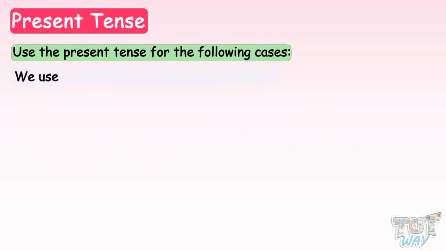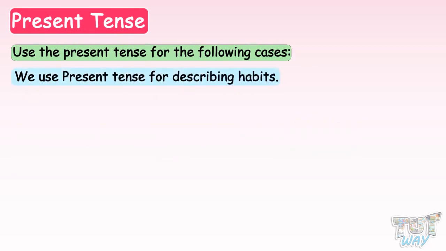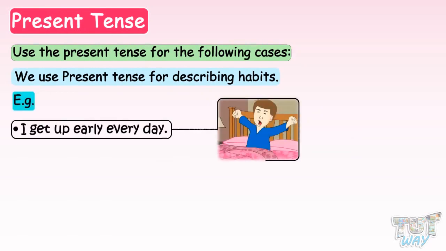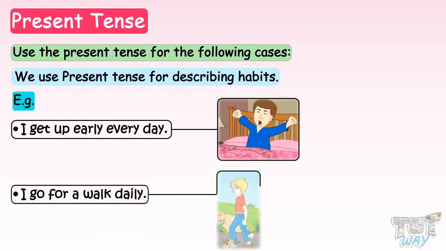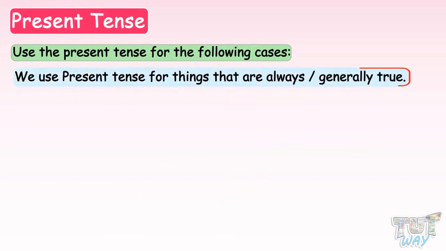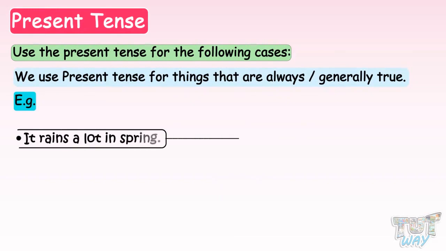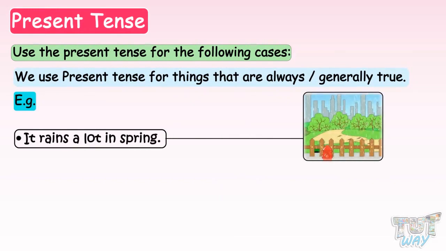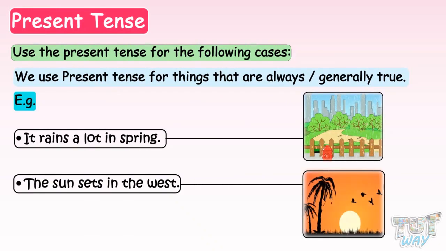We also use present tense for describing habits. For example, I get up early every day. I go for a walk daily. We also use present tense for things that are always or generally true. For example, it rains a lot in spring. The sun sets in the west.